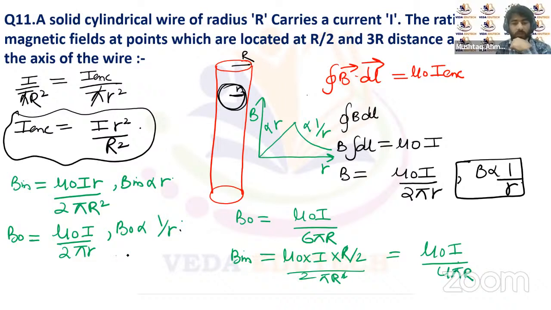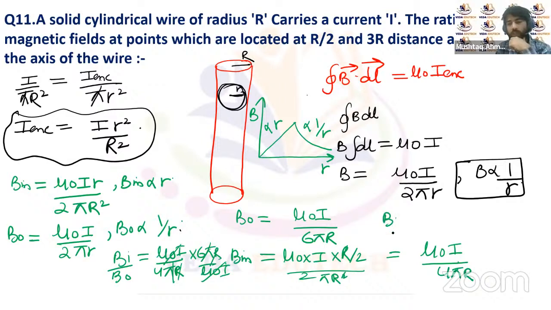So B inside upon B outside we have to calculate. That will be equal to mu naught I upon 4 pi R, multiplied by 6 pi r upon mu naught I, right? So this and this will get cancelled, pi r and this will get cancelled. B inside upon B outside will be equal to 3 by 2. So this is the ratio between the magnetic field inside at a distance of r by 2 and outside at a distance of 3r from the center of this cylinder.